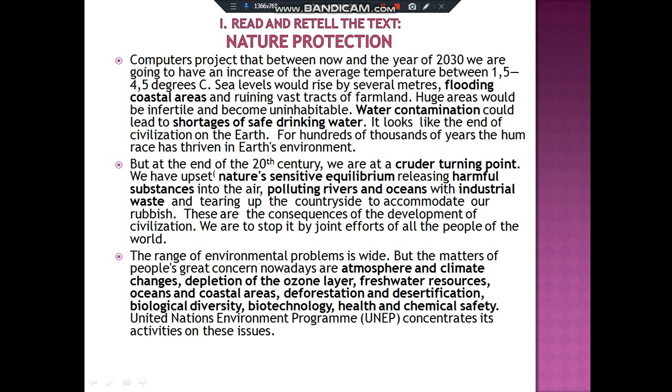Read and retell the text Nature Protection. Computers project that between now and the year 2030 we are going to have an increase of average temperature between 1.5 and 4.5 degrees Celsius. Sea levels would rise by several meters, flooding coastal areas and ruining vast tracts of farmland. Huge areas would be infertile and become uninhabitable. Water contamination could lead to shortages of safe drinking water. It looks like the end of civilization on the earth.